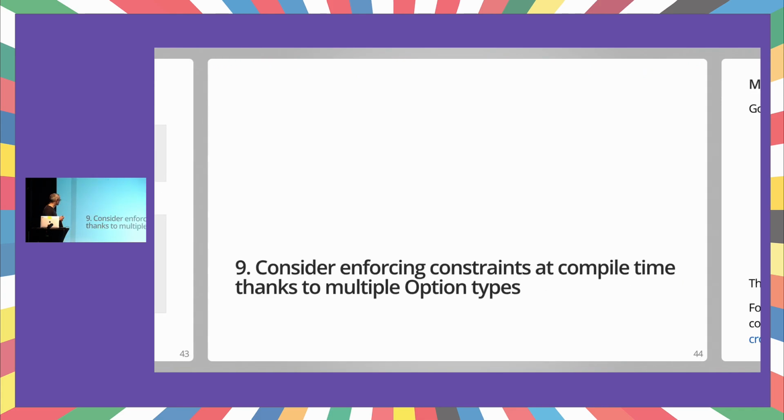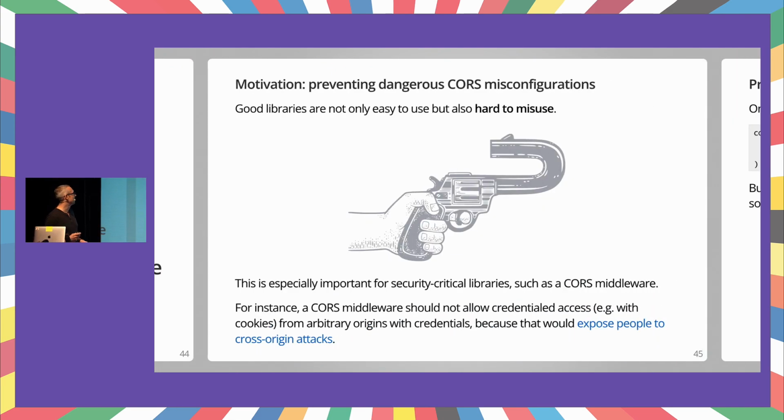Okay, consider enforcing constraints at compile time thanks to multiple option types. This is exciting. So Joshua Bloch of Java fame often says, good libraries are not only easy to use, but also hard to misuse. And that last bit is especially important for libraries that are security critical, such as the CORS middleware. Contrary to what you may have heard or read, activating CORS only relaxes restrictions that already exist in the browser. Activating CORS never makes you more secure.